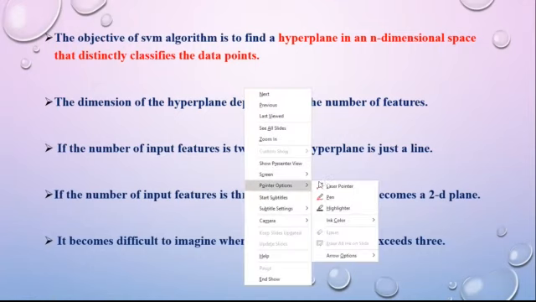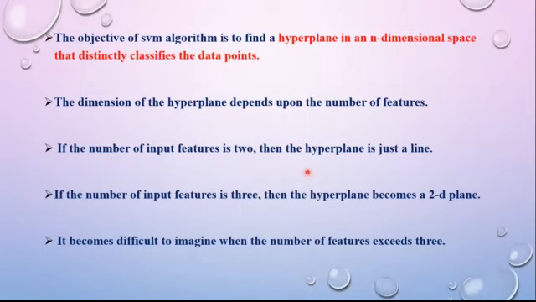I'm going to use a laser pointer. If the number of input features is 3, then the hyperplane becomes a 2D plane. Moreover, it becomes difficult to imagine when the number of features exceeds 3. Now, before the concept of how it works, the basic terms we are going to use.